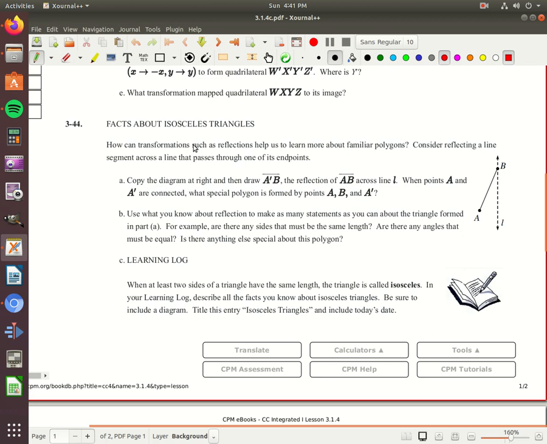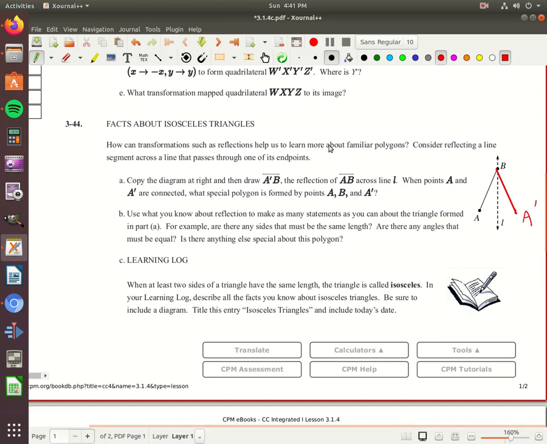Anyways, facts about isosceles triangles. How can transformations such as reflections help us learn more about familiar polygons? Consider reflecting a line segment across a line passing through one of its endpoints. So copy the diagram A prime B. Well, A prime would be somewhere over here. B wouldn't move. So we would get something that looked like that.